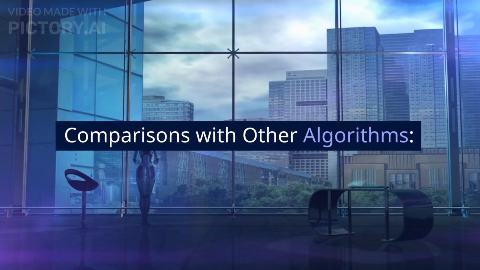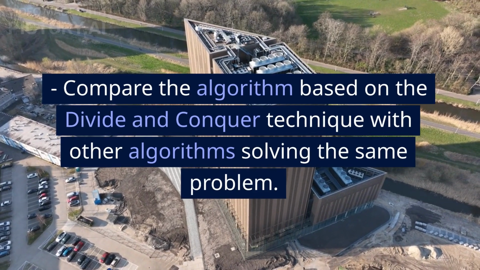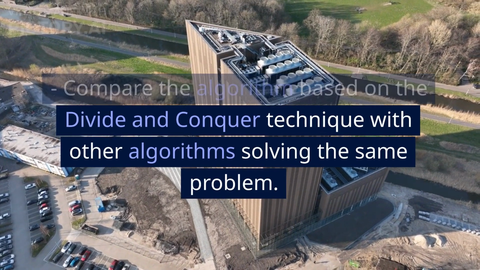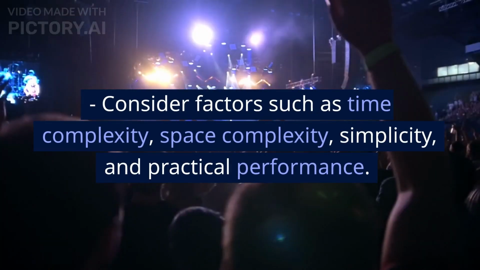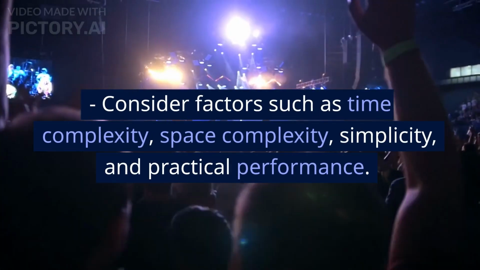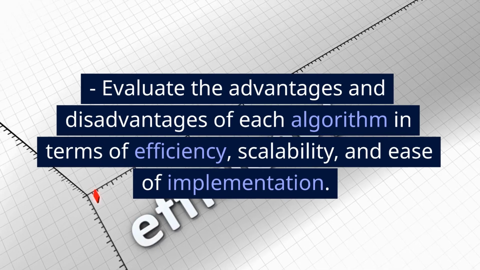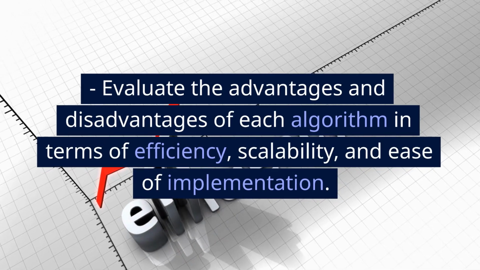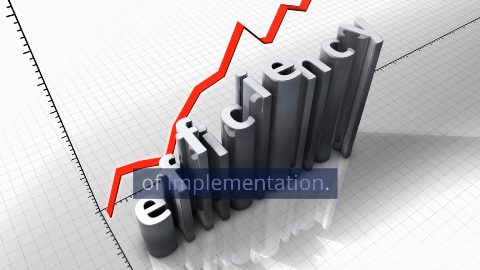6. Comparisons with other algorithms. Compare the algorithm based on the divide and conquer technique with other algorithms solving the same problem. Consider factors such as time complexity, space complexity, simplicity, and practical performance. Evaluate the advantages and disadvantages of each algorithm in terms of efficiency, scalability, and ease of implementation.